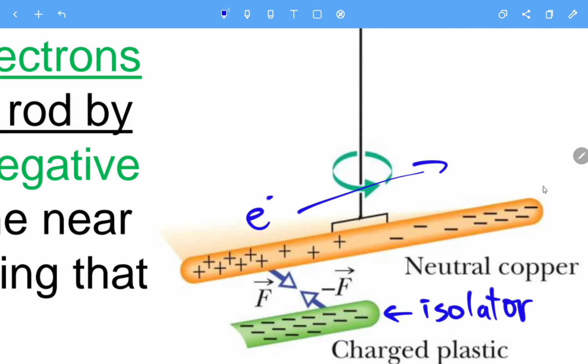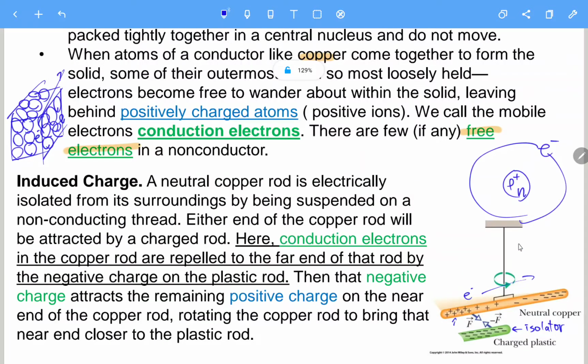So it will induce negative charge at this end, and because charge is conserved, the total charge should be 0. As much negative charge as we have on this end, we should have positive charge on the end close to the plastic rod. When you add them together, the total charge is 0. But this is called the induced charge.